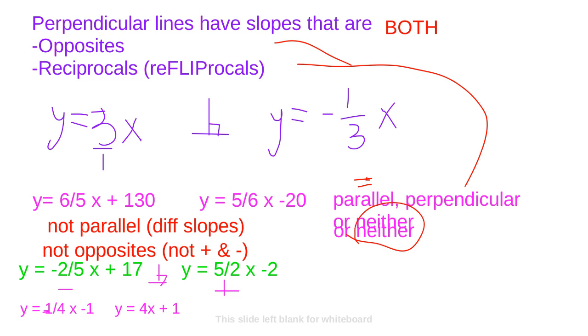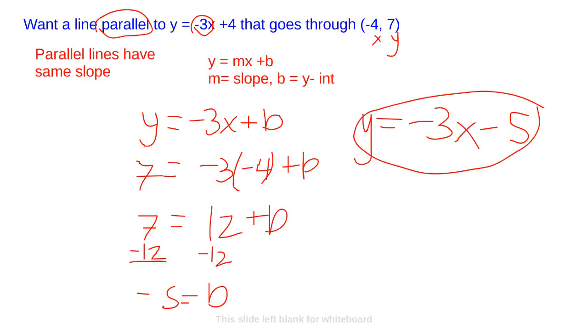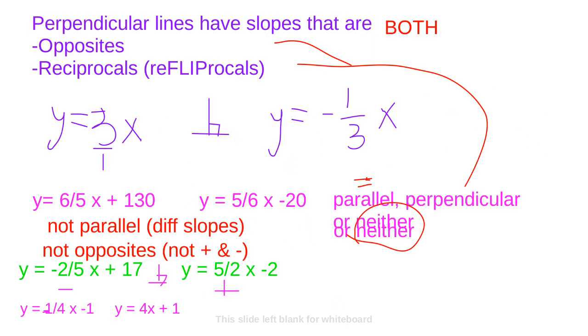If you follow the example that we had right here of plugging a point in, you can do it that way to find a line that goes through a point and is parallel. But then if you wanted one that was perpendicular, on the next slide we're going to do one that is perpendicular. We want a line that's perpendicular to y equals 5x plus 1.